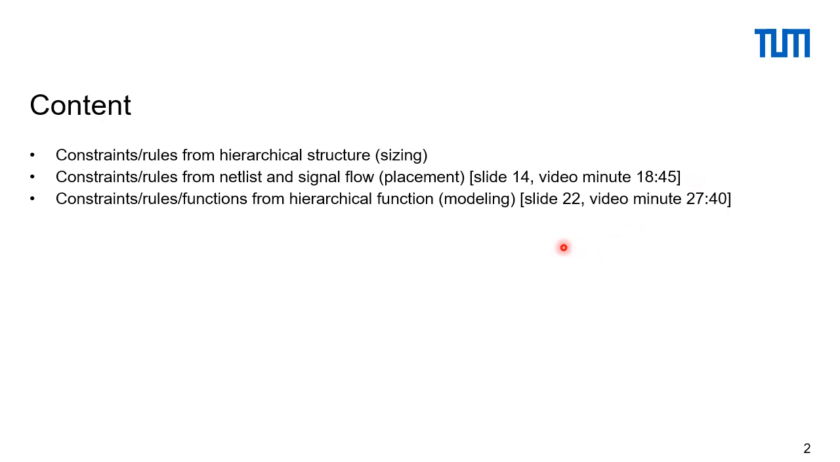And in this short appetizer here, I will give you an example how to use constraints, rules, and functions from a large set of op-amps that have been created based on a hierarchical library, and how to use that for some simplification in sizing by using neural networks. The full version can be found starting from slide 22. In the video, it's starting at minute 27:40.